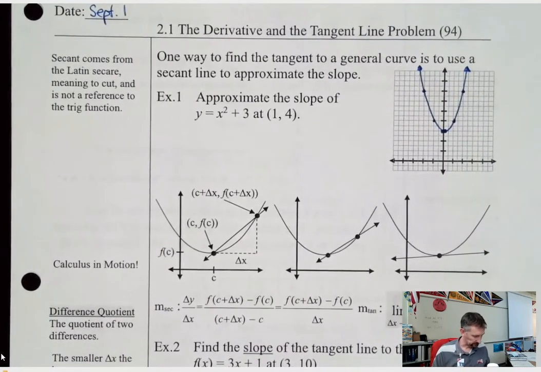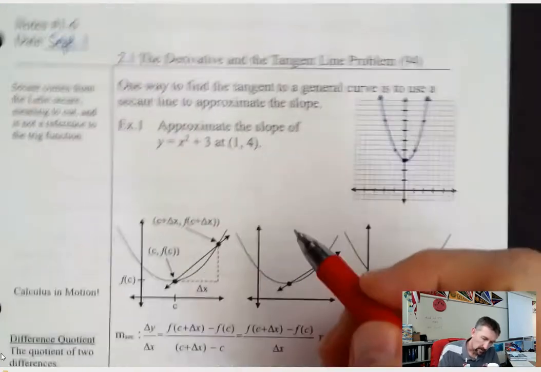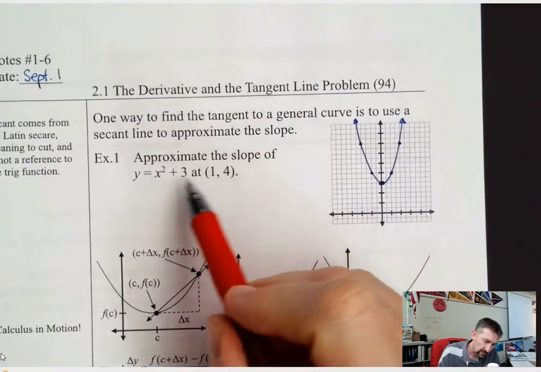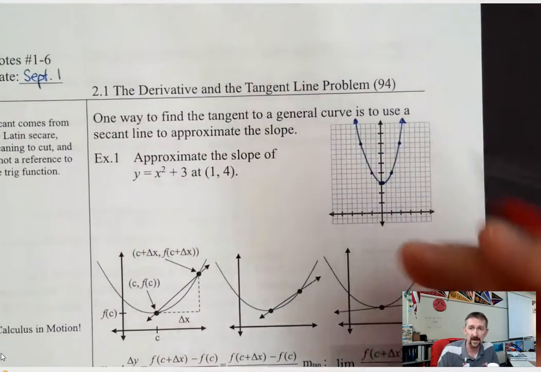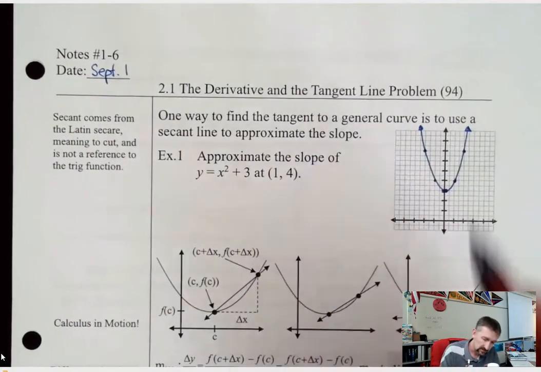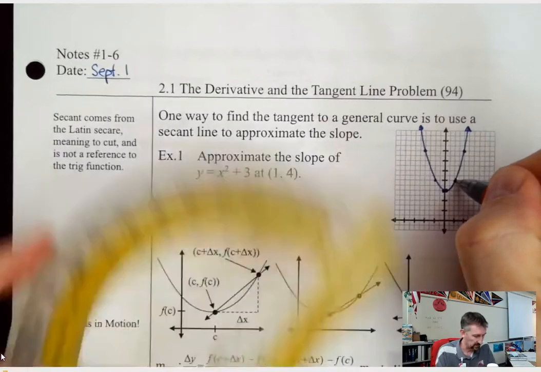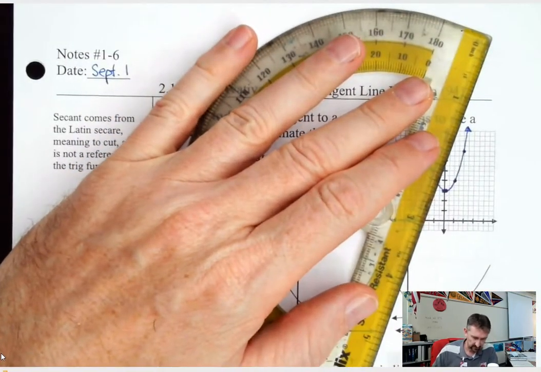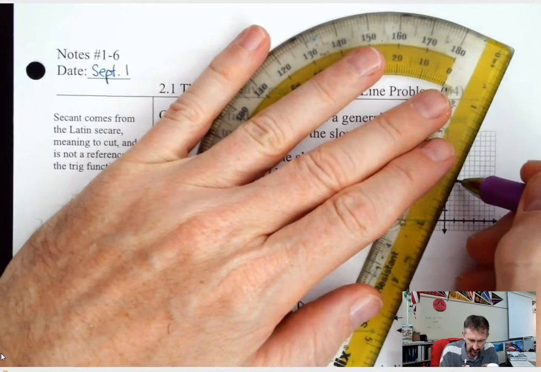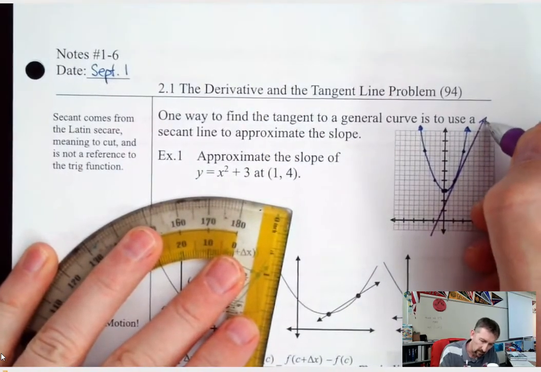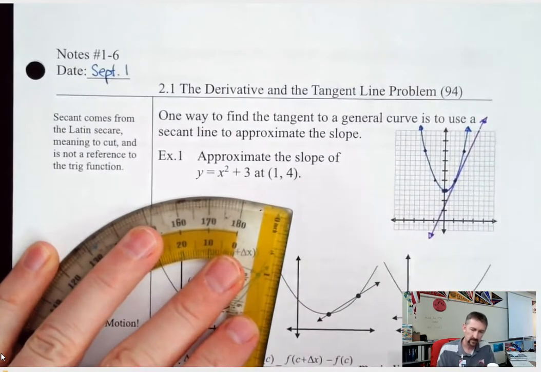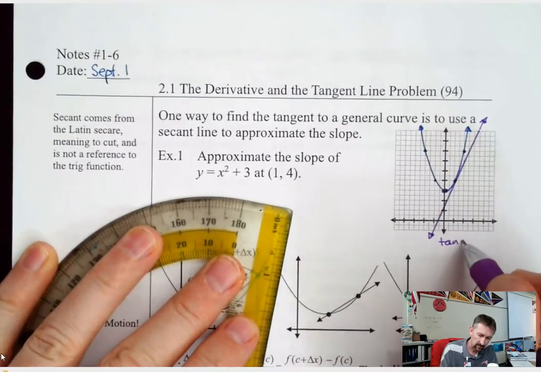Now if we want to find the slope of the parabola at this point. Yes, parabolas have slopes also. So we're looking for the slope of the tangent line right here. So that tangent line would look something like this at 1, 4. So that's the tangent line.